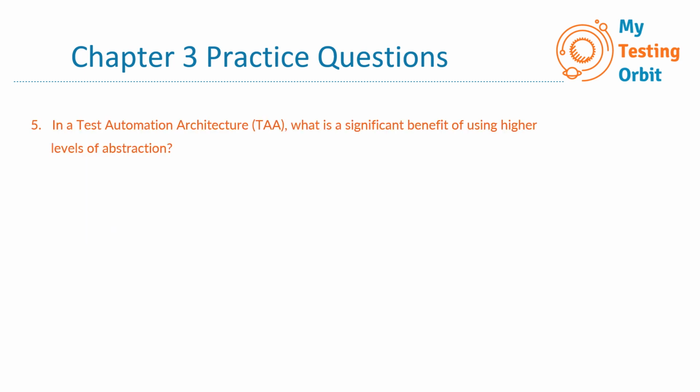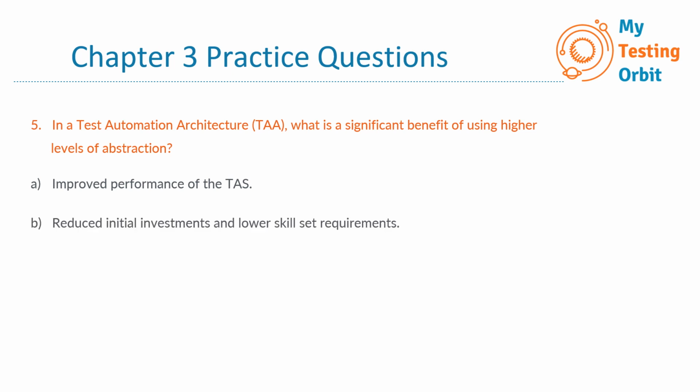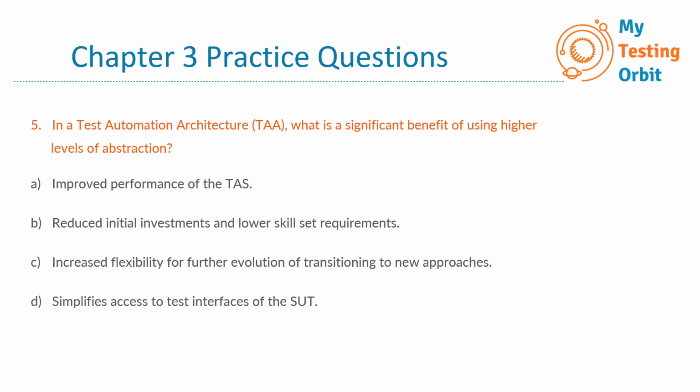Question number 5. In a test automation architecture TAA, what is a significant benefit of using higher levels of abstraction? Option A, improved performance of the TAS. Option B, reduced initial investments and lower skill set requirements. Option C, increased flexibility for further evolution or transitioning to new approaches. And option D, simplifies access to test interfaces of the SUT.